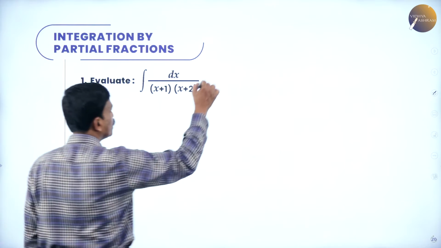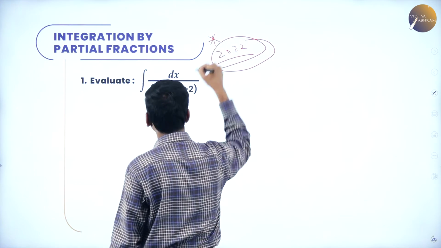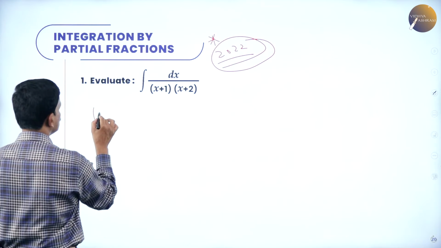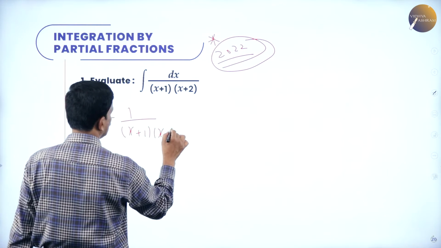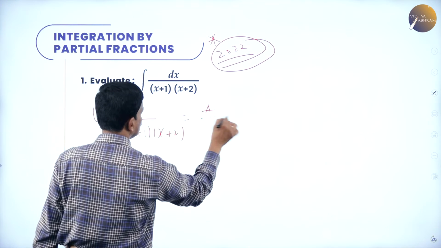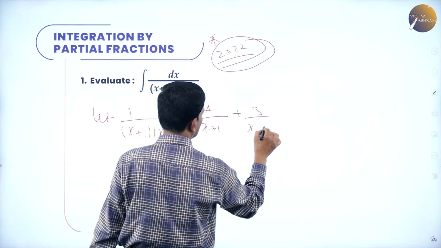Now, this is very important. You may expect this type of problem for 3 marks, very, very important. Let us resolve this into partial fractions. Let 1 over x plus 1 into x plus 2 be written as a by x plus 1, the first factor, plus b by the second factor x plus 2.